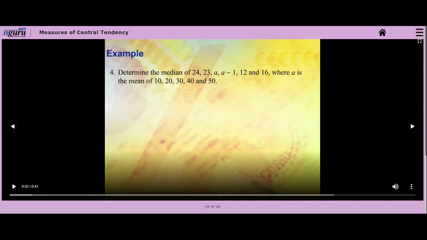Now what is the median? Ma'am, answer is 23. Which is the median, you tell me. 29.5, ma'am, because 30 plus 29 divided by 2.